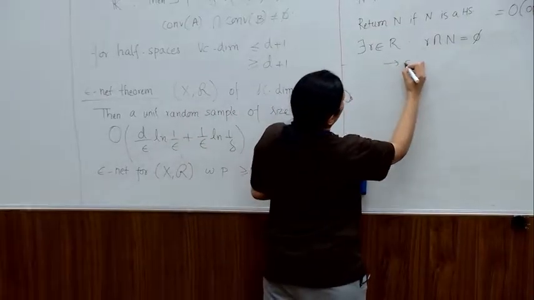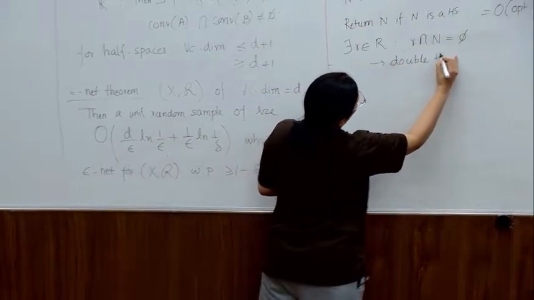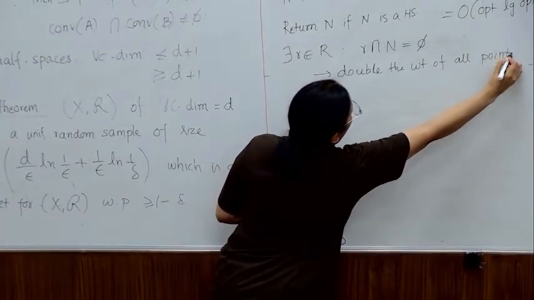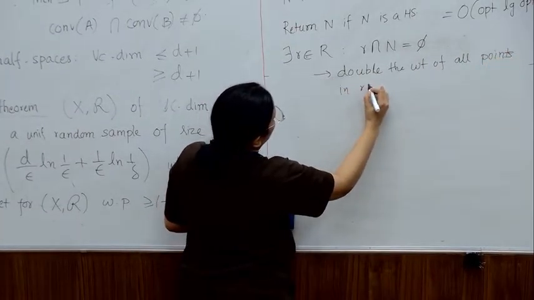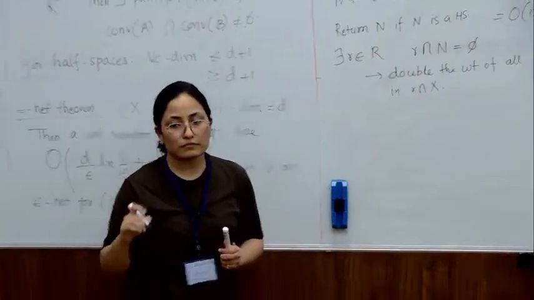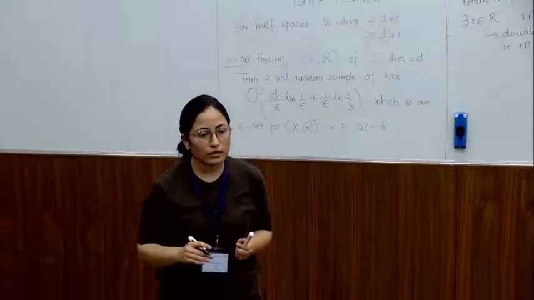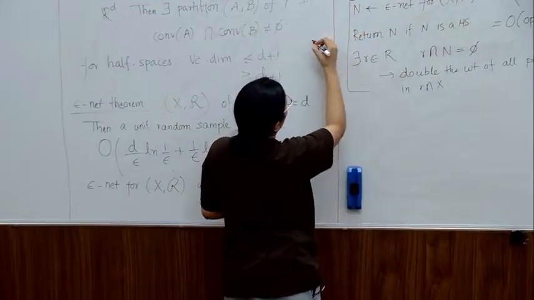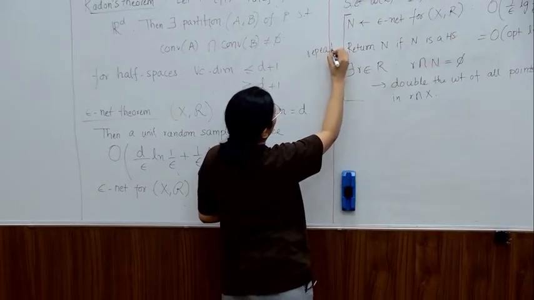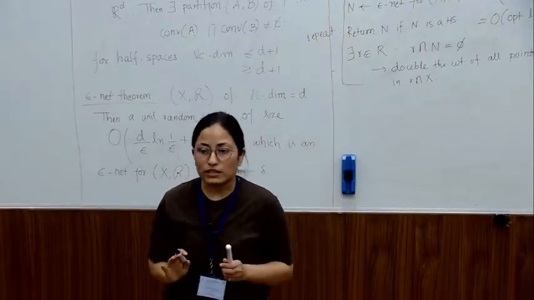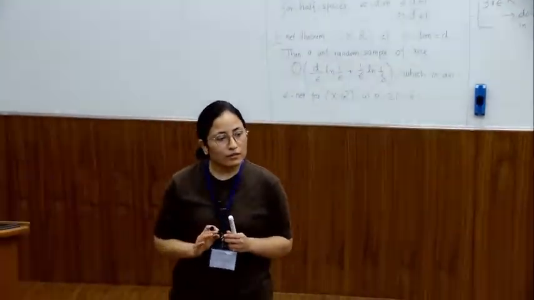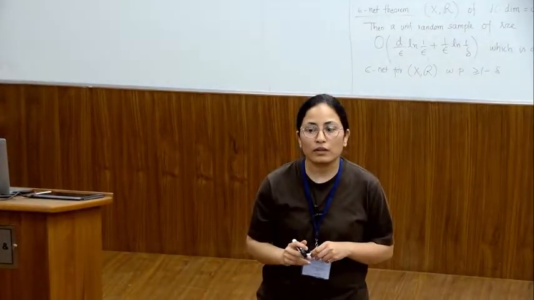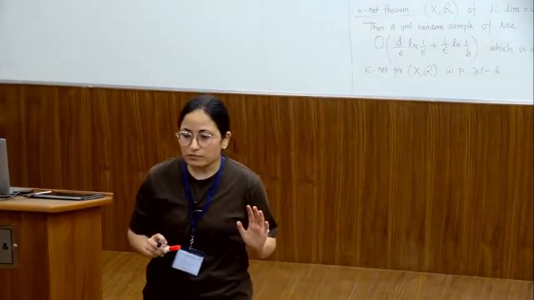And for all the points in this range we'll double the weights. So you double the weight of all points in this range, in R intersection X, and repeat the process. So let's repeat this. That's the algorithm. That is what we have to show. Okay? But is the algorithm clear?